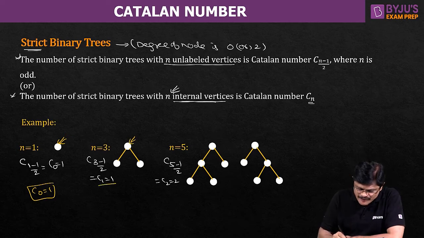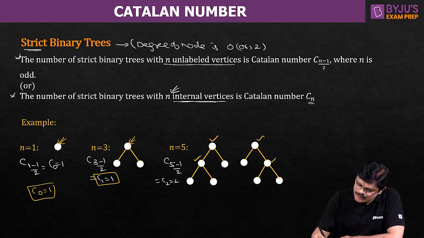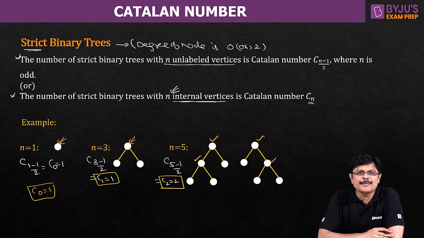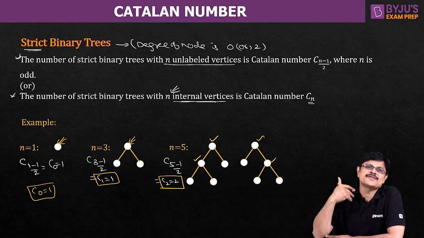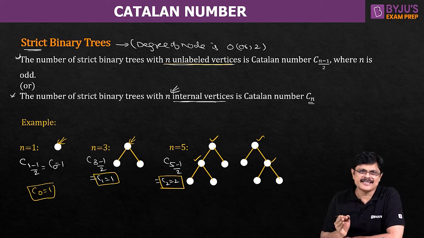Am I clear? Therefore, with one internal node, what is the answer? C1. Here how many internal nodes? 1, 2. 2 internal nodes. With 2 internal nodes, how many strict binary trees are possible? 2. So either you can say in terms of internal nodes or you can say in terms of number of nodes, my dear friends. Am I clear?